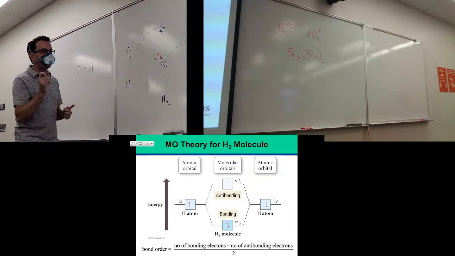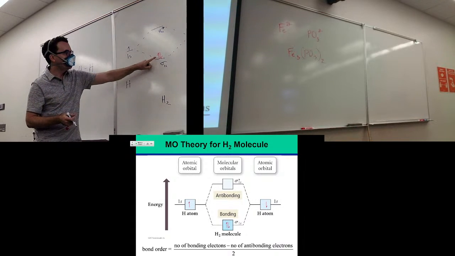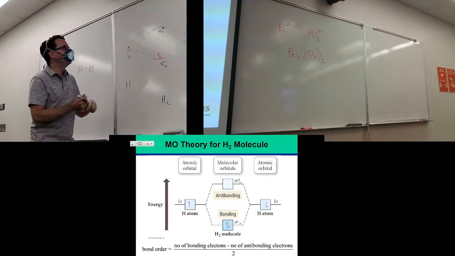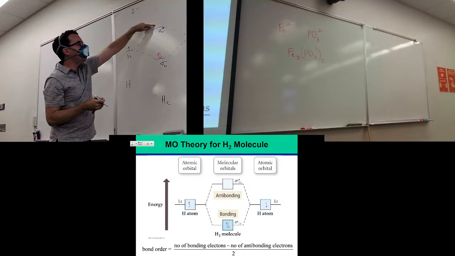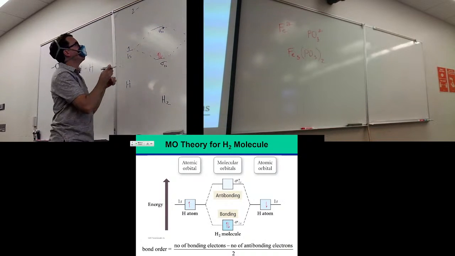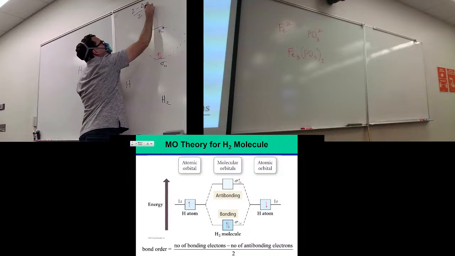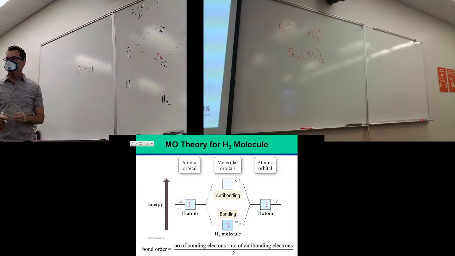So the bond order is number of bonding electrons. So there's 2 electrons in a bonding MO. Minus number of electrons in anti-bonding MOs, there's nothing in here, divided by 2, which you get 1. So single bond, that's what we figured out. Not a surprise.